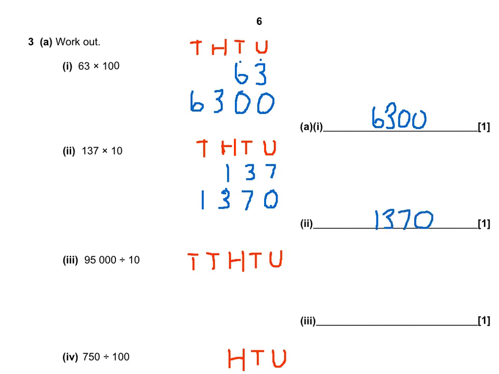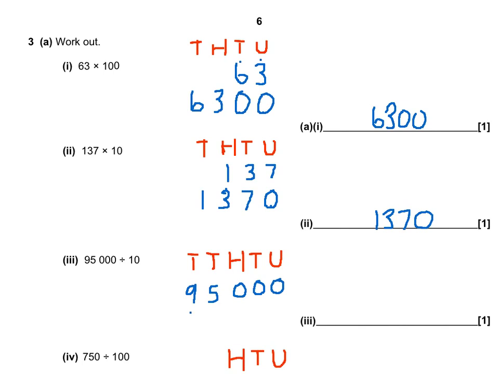Part 3. 95,000 divided by 10. I need an extra little column for tens of thousands on here. So 0 in the units, 0 in the tens, and 0 in the hundreds. And I've got 5 in the thousands and 9 in the tens of thousands. Now if I divide something by 10, I'm going to be moving it 1 place to the right.